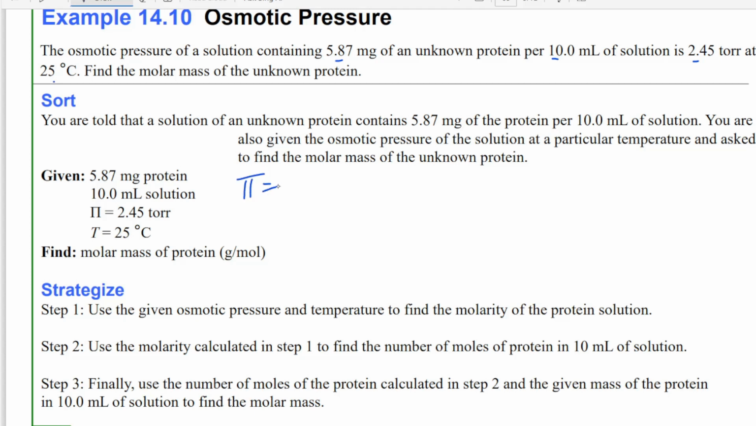Big pi is equal to molarity times R times the temperature. So osmotic pressure is equal to molarity times the gas law constant times the temperature in Kelvin. Let's break it down a little bit further and see what information we can get from this. So pi is equal to, remember molarity is moles per liter or moles over volume, times R times the temperature in Kelvin. Let's see what information we have.